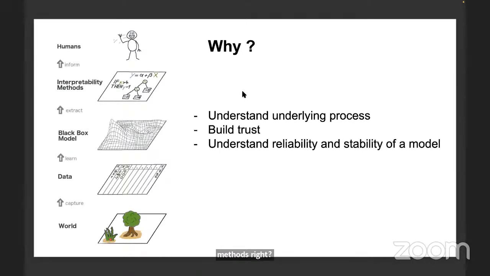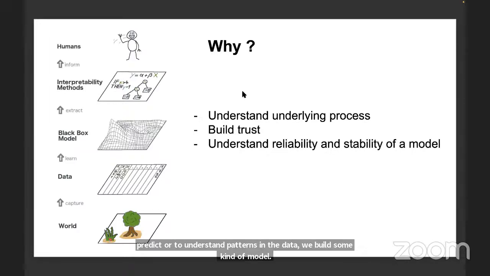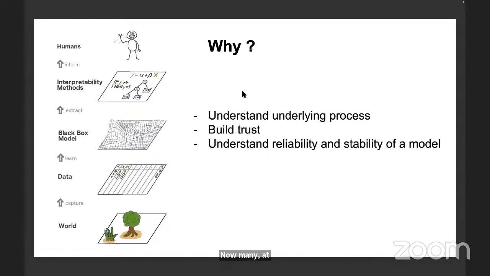First, let's try and understand why we require interpretable AI at all. The way the entire machine learning pipeline works is that we capture certain data, and to predict or understand patterns in the data, we build some kind of model. Many a time, due to business needs, we need to understand the underlying process or at least make other stakeholders understand what the model is exactly doing. The three main reasons why interpretable AI is so important: one is to understand the underlying process, because if we get hold of what is exactly happening underneath, that's a big benefit to any business.